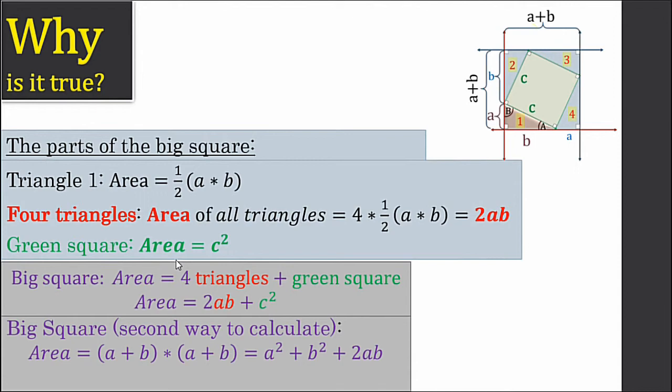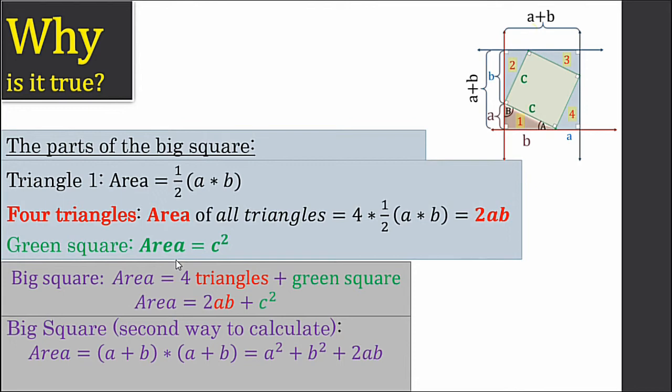We'll calculate the area of the big square 2 different ways. First, let's calculate the area of triangle 1. Area equals 1/2 A times B. If you forgot why, please review the earlier part of this video. The area of all 4 triangles taken together is 4 times 1/2 A times B, which is 2 times A times B, as shown in red text. The small inner green square has an area of C squared and is shown in green text. The area of the big square is shown in purple text.